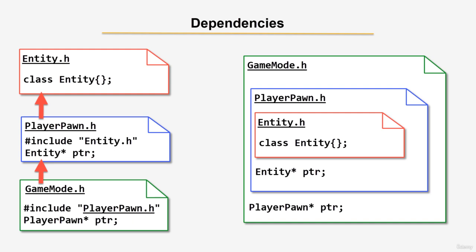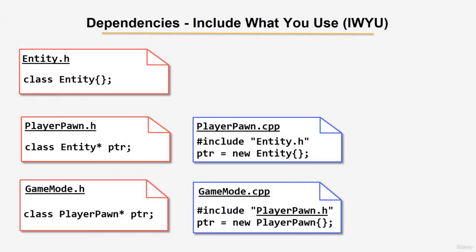But as you can see from the demonstration on the right, it will be included indirectly because the player pawn header includes the entity header, right? So the game mode file is now filled up with stuff that it does not even need. This is unnecessary and increases your compile times. Instead, we want to use the dependency model: include what you use. Here we have the header files and the source files. In the header files for player pawn and game mode, we do the forward declarations, and with that the includes can now move over to the source files, and we only include those when we need those.